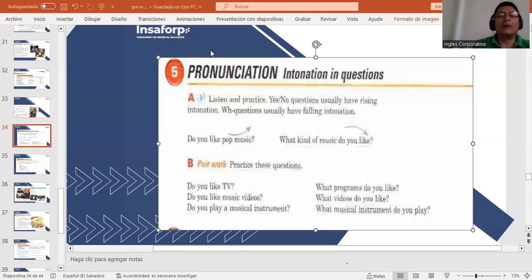Ahora la vamos a responder. Do you like TV? Yes, I watch TV on the weekends. I watch series. All right. What series? I like epic series. Suspense. Yeah, suspense. What else? Series, yeah, police drama. All right.